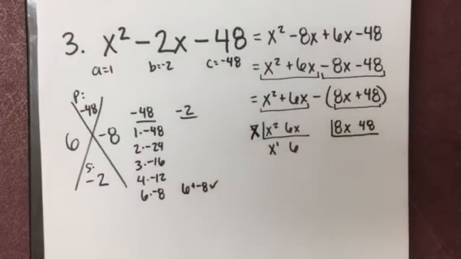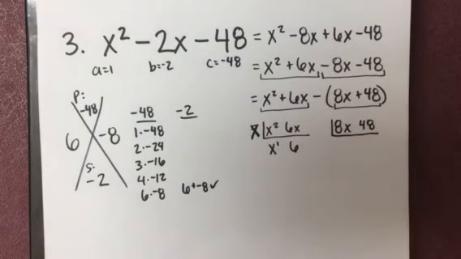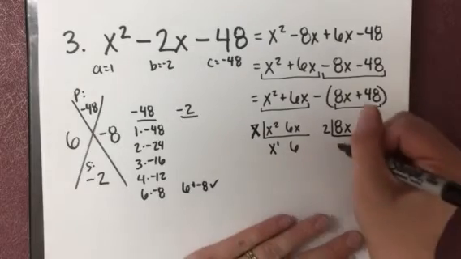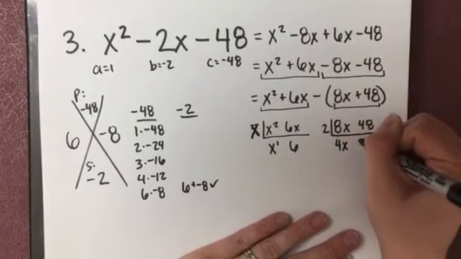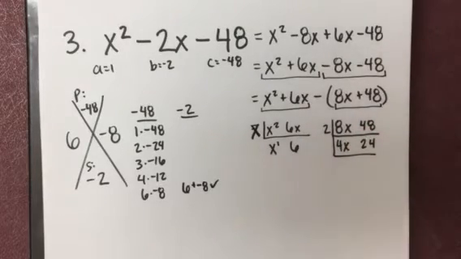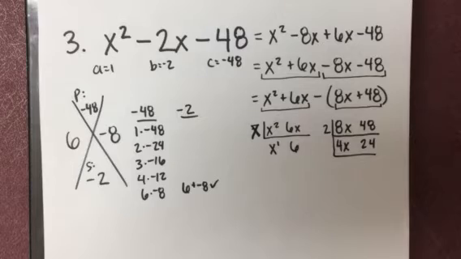Look for a variable first. 8x and 48 do not have a variable in common. Notice 48 has no variable, so you can't factor one out of the entire group. Now let's do the prime factorization. A 2 will go into both terms. Two goes into 8 4 times, so we have 4x, and 2 goes into 48 24 times.